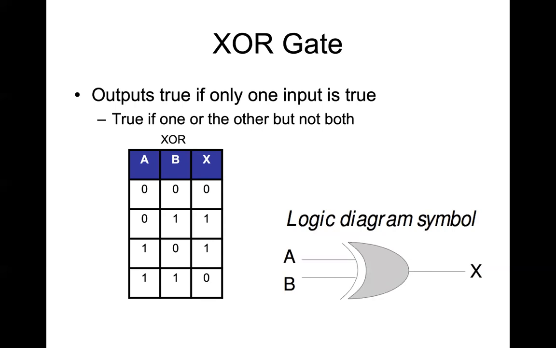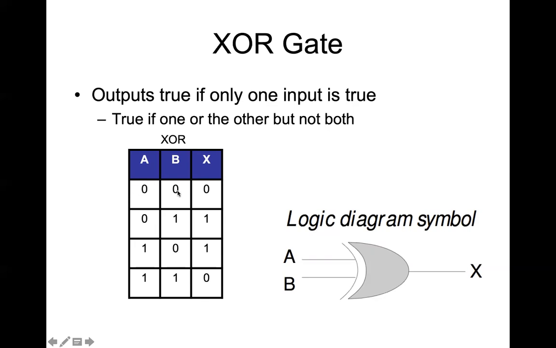So an XOR gate is an interesting one. It outputs true only if exactly one of its inputs is true. So it outputs true if either A or B is true, but not both. Let's look at the truth table for XOR. It's a 2-input gate, so it has the same 4 lines in the truth table, just like any of the other 2-input gates we've looked at.